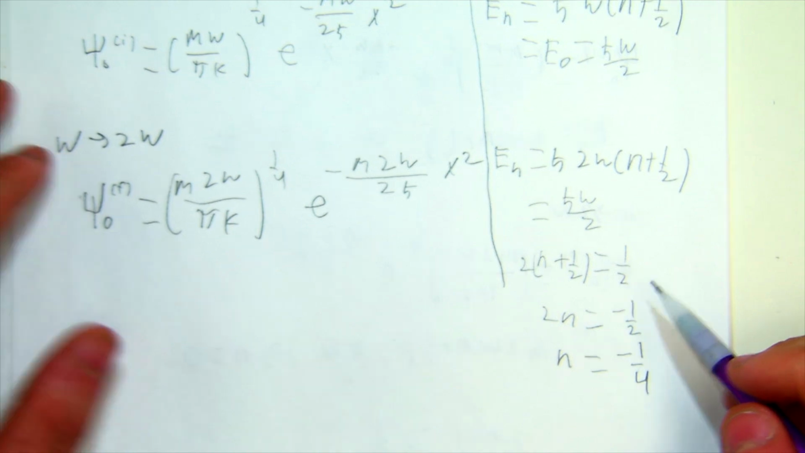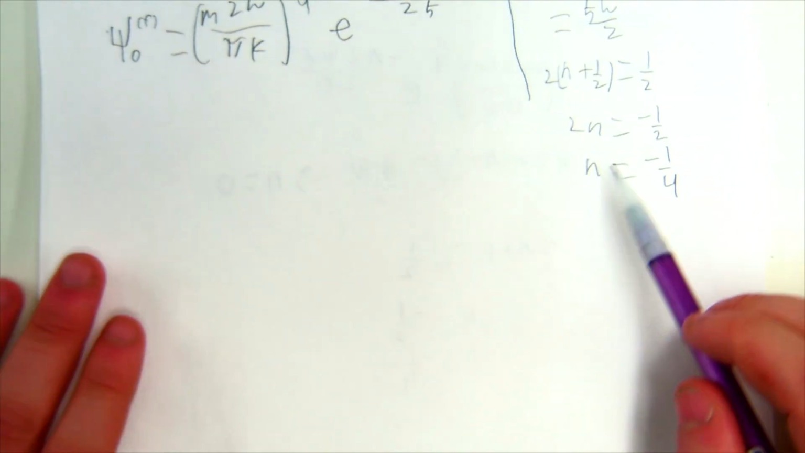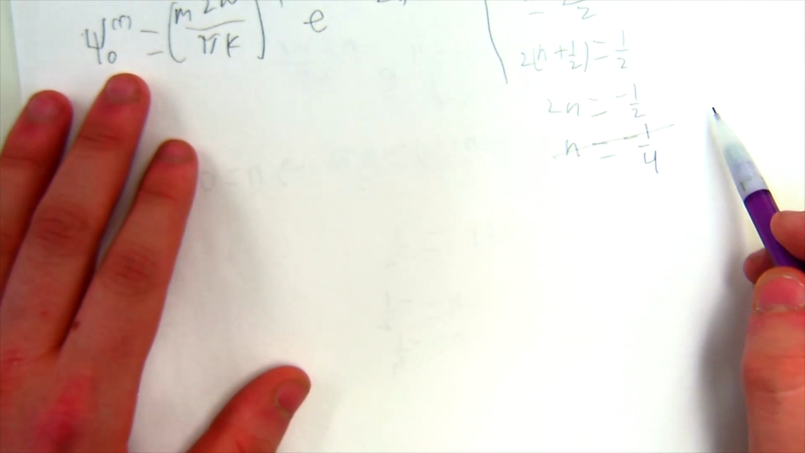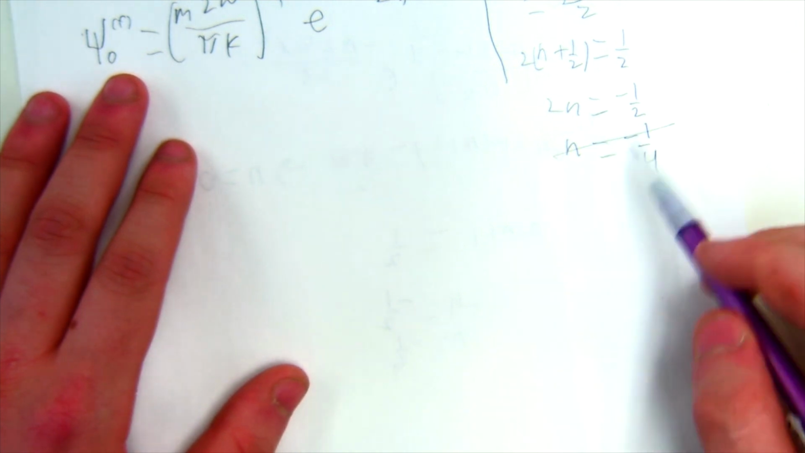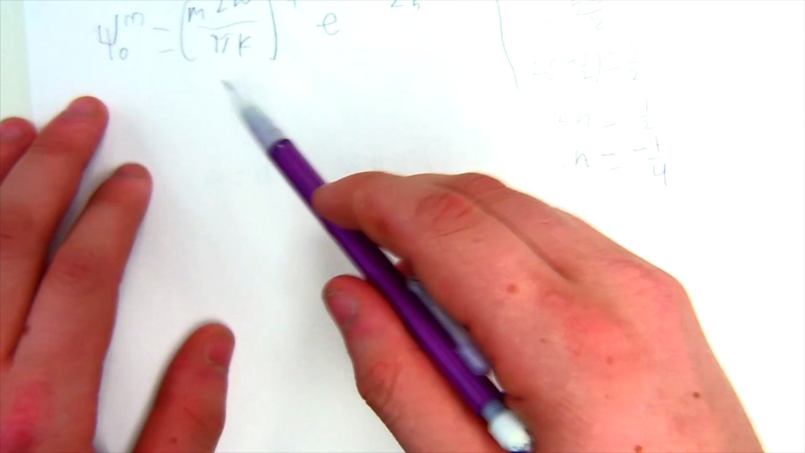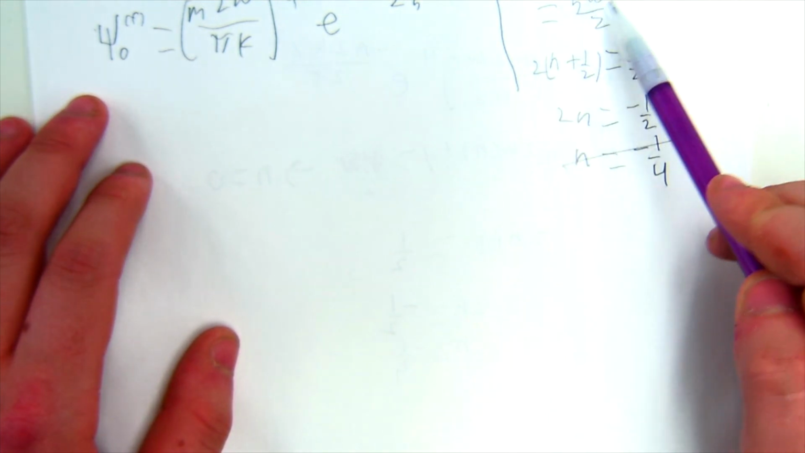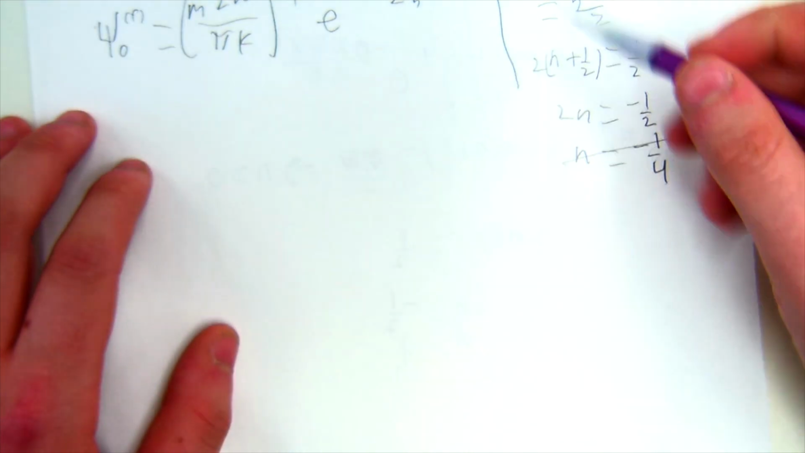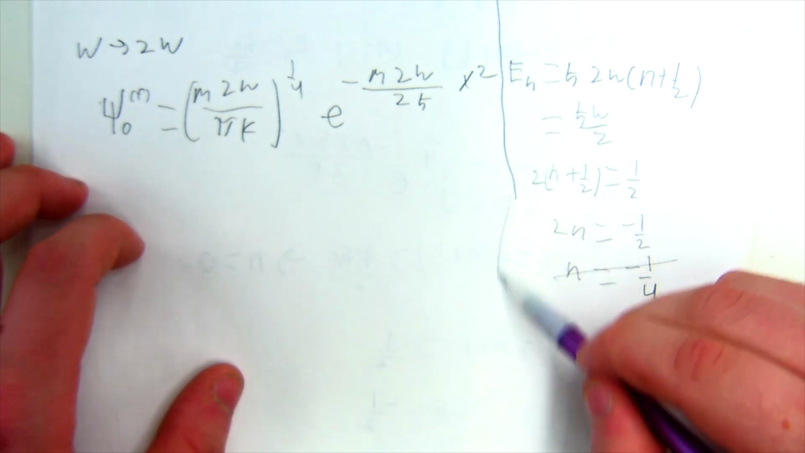Now, this isn't good because n has to be an integer, and n cannot be a non-integer, meaning that this is not allowed. So our final basis cannot have an energy of h bar omega over 2. But how about h bar omega? Can it have an energy of just h bar omega?